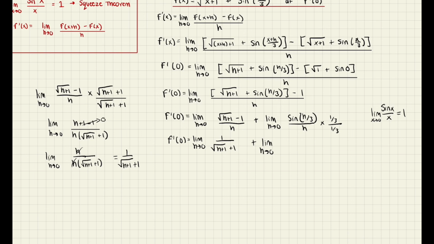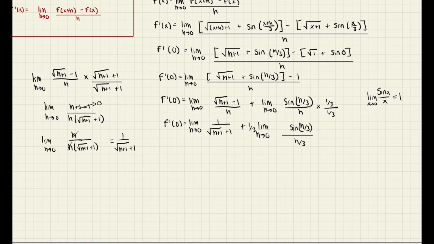And what this does is it gives me 1 over 3 sine h over 3 divided by h over 3. And I can just bring this 1 over 3 term in front of the limit, since it's just a constant. And now I have sine x over x, or sine h over 3 over h over 3. We can now evaluate these limits as h approaches 0, since we have no issues with the results, and it also gives us a value that we want.